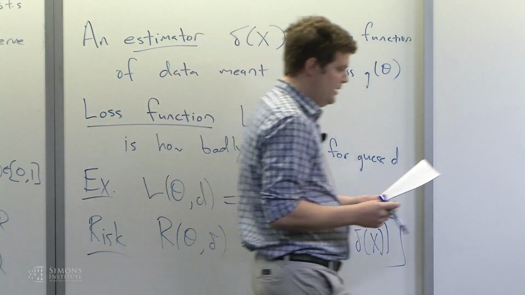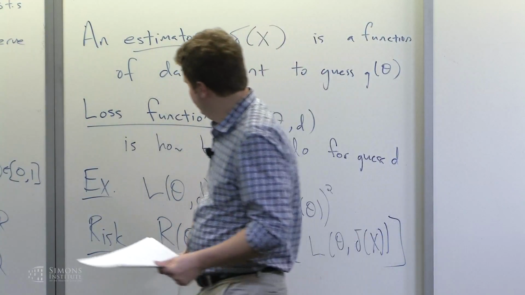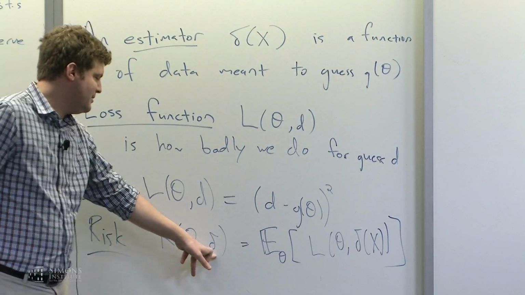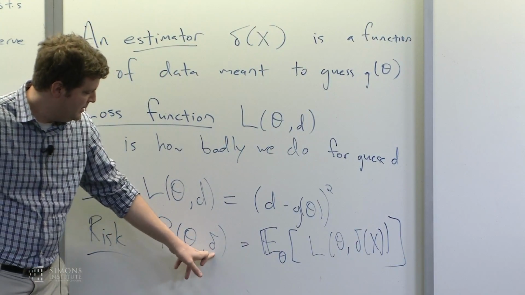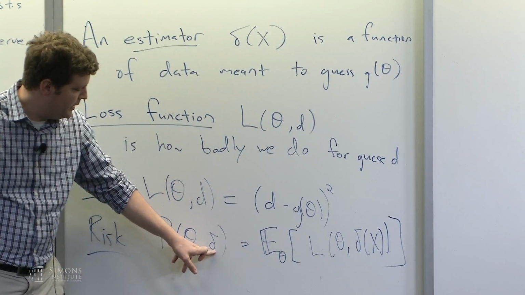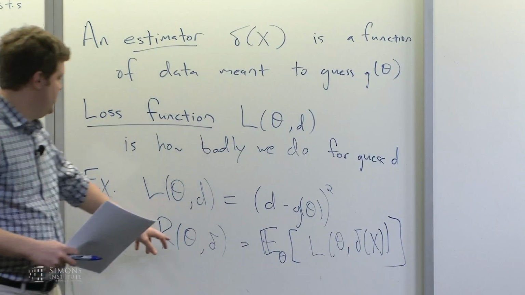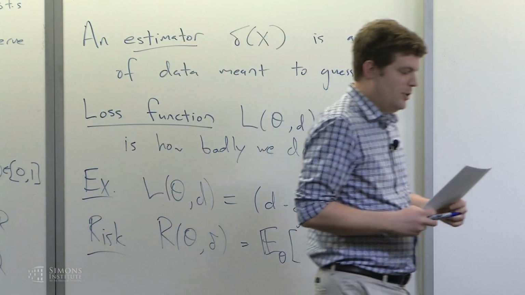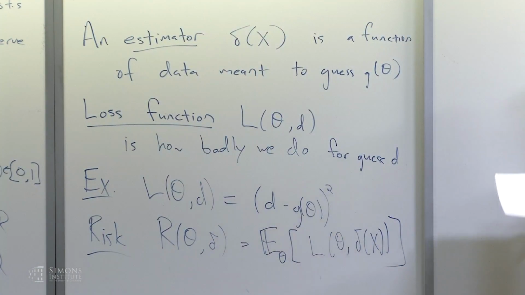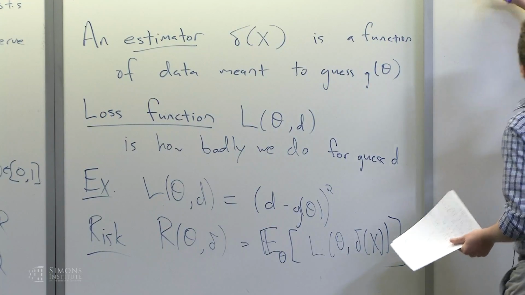Okay, so this risk is a function not only of the estimator. The estimator is our choice. Our choice variable is what estimator we use, but what we don't have control over, what nature chooses, is this parameter theta. So let's just do a really simple example.